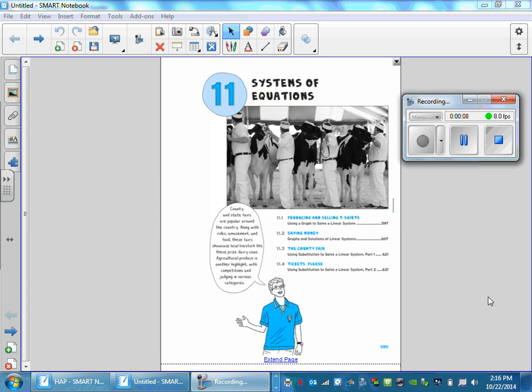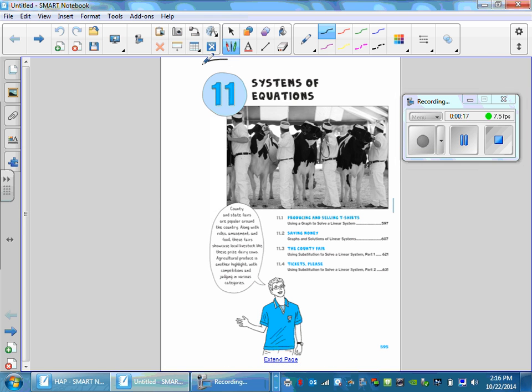Tomorrow in class we will start Chapter 11. So I think I said Chapter 4 yesterday. 4 will be in 2 chapters. We're actually starting Chapter 11. We rearranged it. So tomorrow we will start Chapter 11, Systems of Equations.